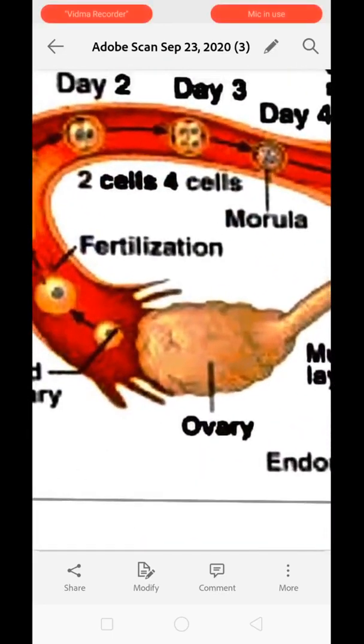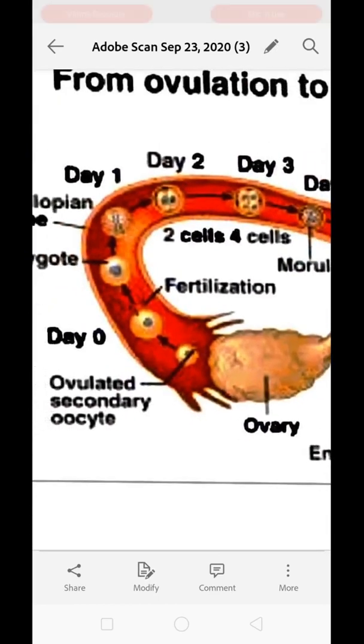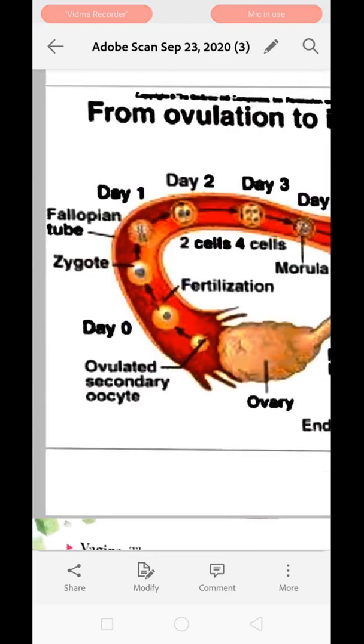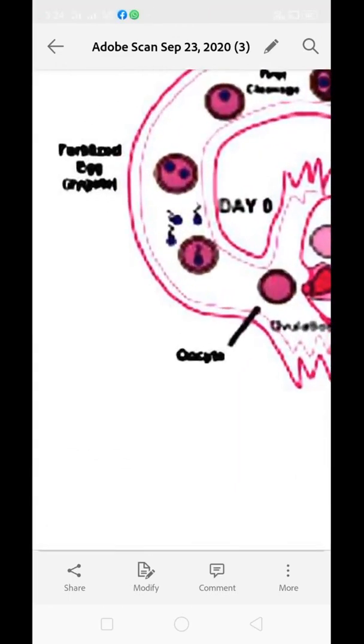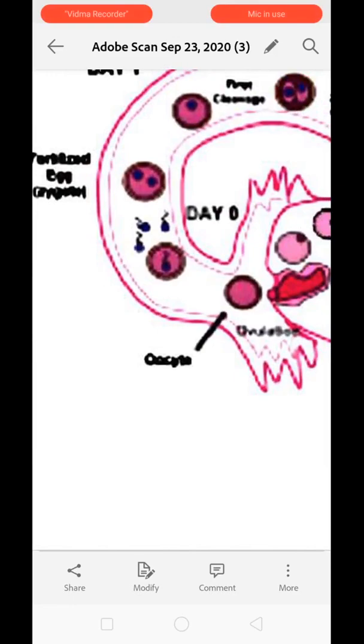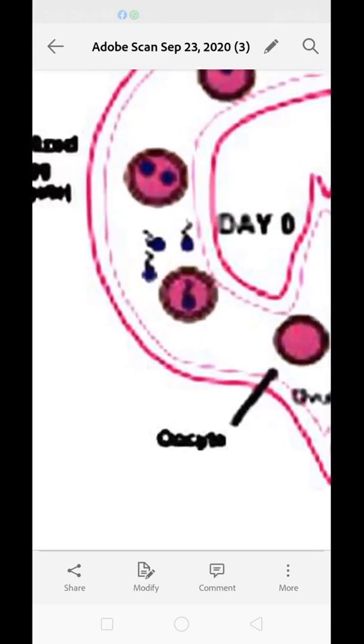Just see, the egg has been released. It has been sucked up by the fimbriae and later on transferred over here. Okay, in this place the fertilization is going to take place. Maybe it is not very clear, but over here we can see the egg has been released and sucked up by fimbriae and it is present over here, right? And after coming over here, it gets fertilized with the sperm.